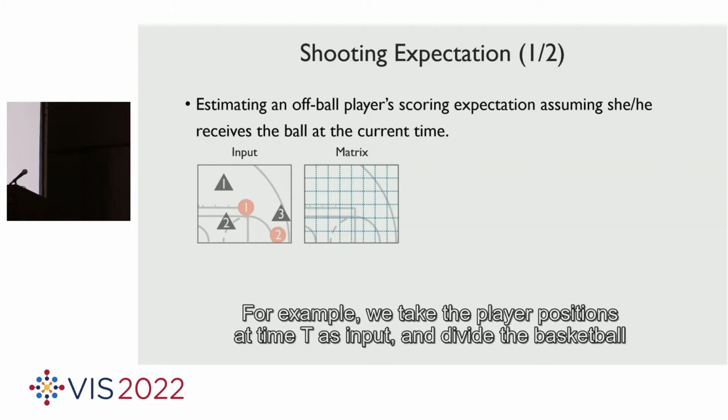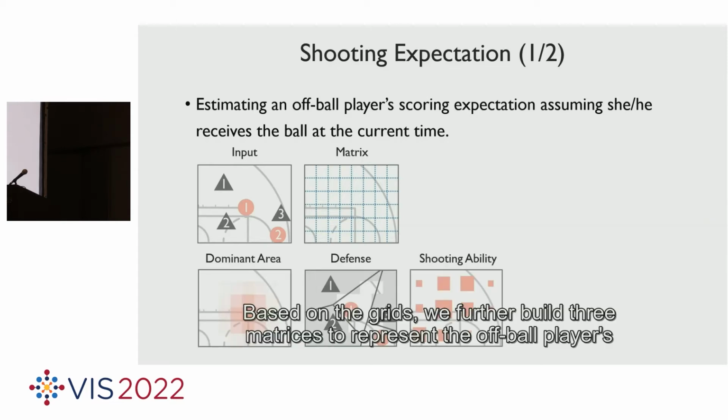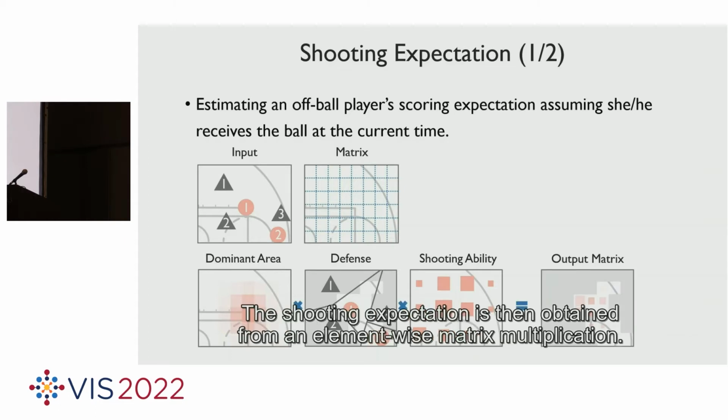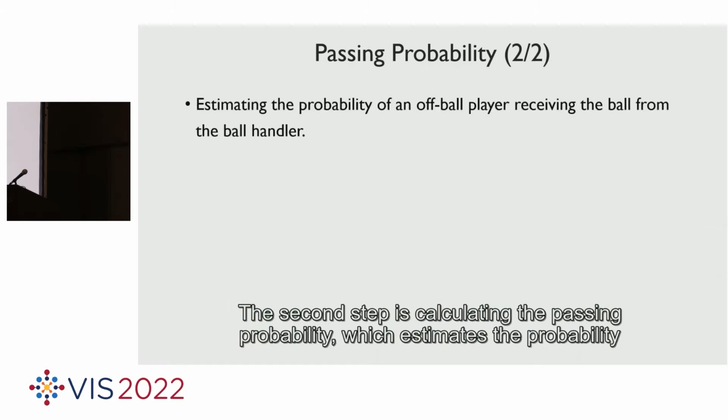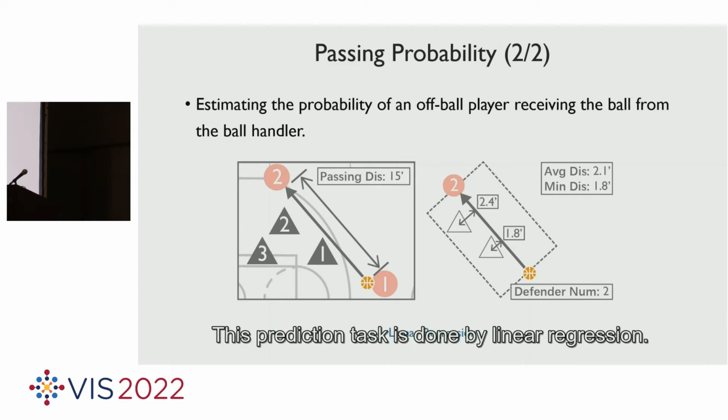For example, we take the player locations at time t as inputs and divide the basketball court into grids. Based on the grids, we further build three matrices to represent the off-ball player's dominant area, the defense she or he faces, and the shooting performance across the court. The shooting expectation is then obtained from an element-wise matrix multiplication. The second step is calculating the passing probability, which estimates the probability of an off-ball player receiving the ball based on the player locations and ball locations. This prediction task is done by linear regression.